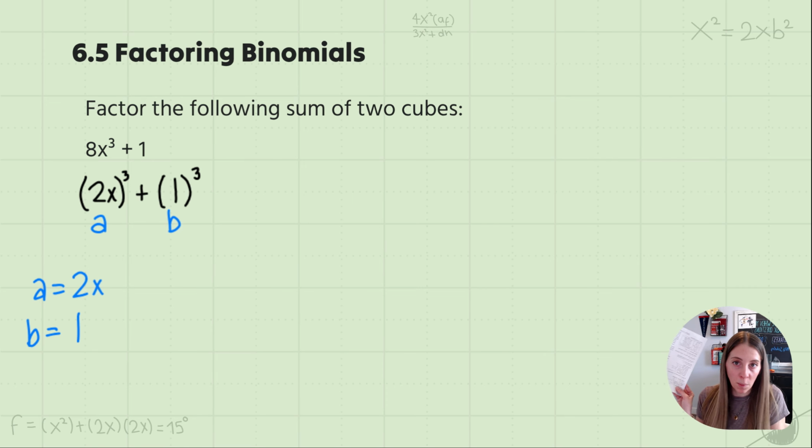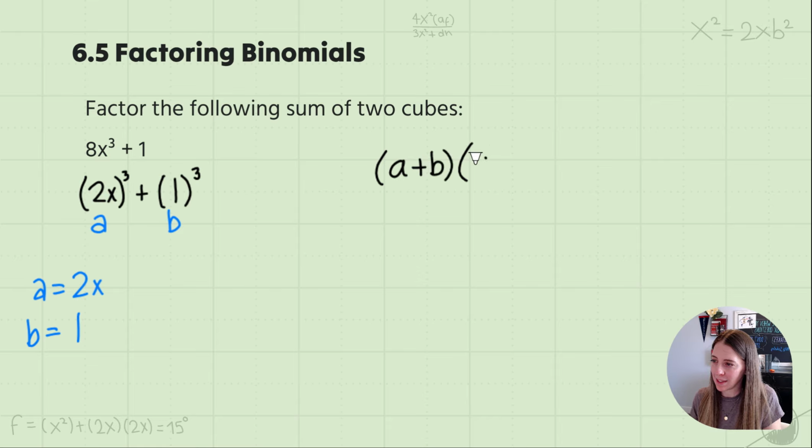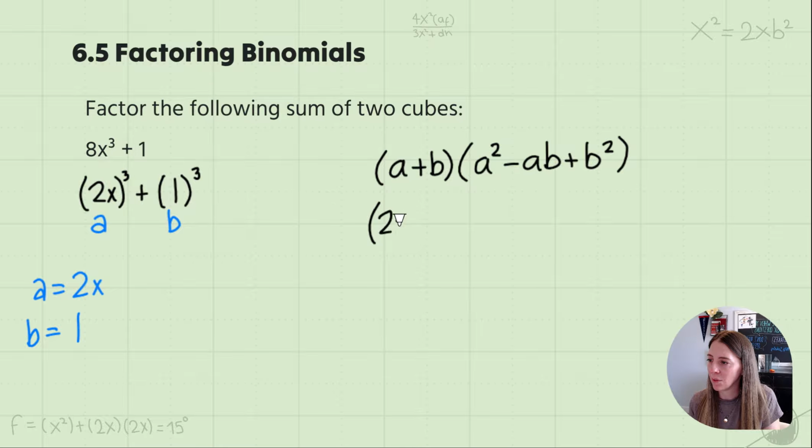Now I need to look at my formula to know how to factor a sum of cubes. The formula for this, I don't even have it memorized. It's A plus B, and then in parentheses, A squared minus AB plus B squared. That's our form for factoring this, and we just need to replace A and B with 2x and 1. So let's do that now. A is 2x plus B is 1. That's looking good so far.